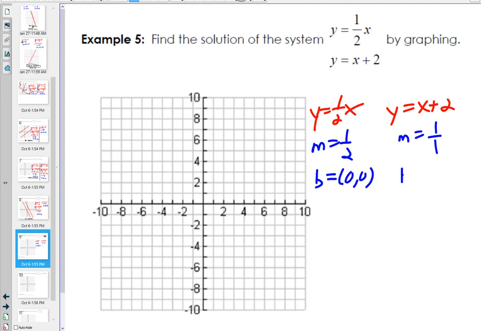Okay, so on the one that Daniel just stole from you, 0, 0. A slope of 1 over 2 is up 1 and to the right 2. Then on the other one, crossing at 0, 2, up 1, right 1, down 1, left 1. Eventually, what did I do wrong? Oh no, I just did it before. There you go.